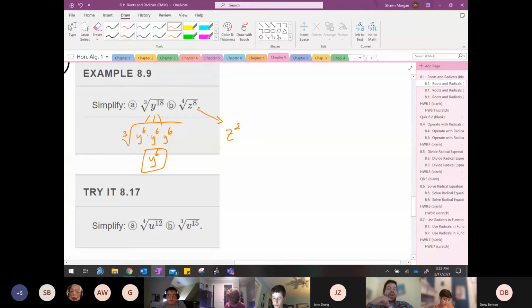And then if I've got z to the 2nd, I don't need absolute value signs, right? Because it's already non-negative because it's raised to an even power. And z to the 2nd gets the job done there.